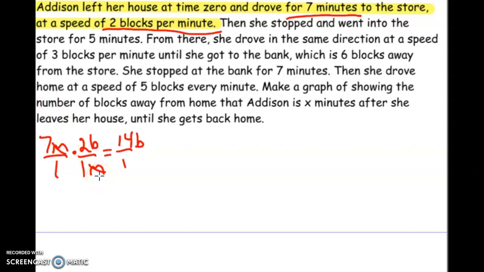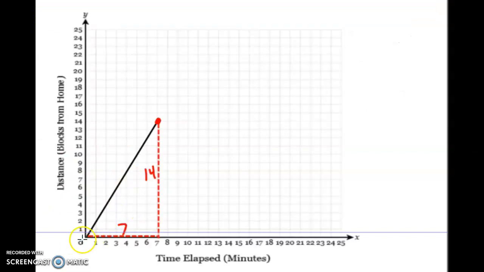So the minutes are gone, and that's cool. We don't want to know the minutes. We know the minutes, it's 7 minutes. We want to know how many blocks. So now we do 7 times 2 to get 14b over 1 times 1, which is 1. You divide 14 by 1 and you get 14 blocks. Now all we got to do is graph it. We start here at 0, 0. We go over 7 minutes and up 14 blocks and you got your dot. The red dotted line is not needed. I'm just showing you the 7 that we went over and then the 14 we went up to make the graph.